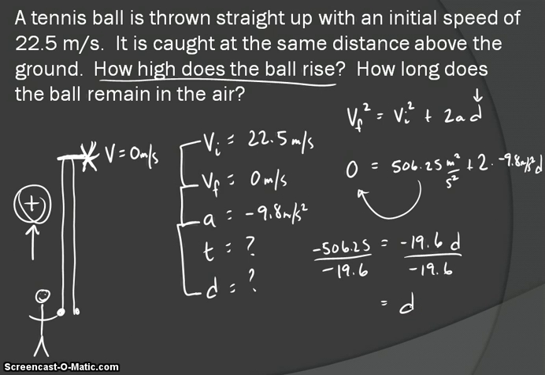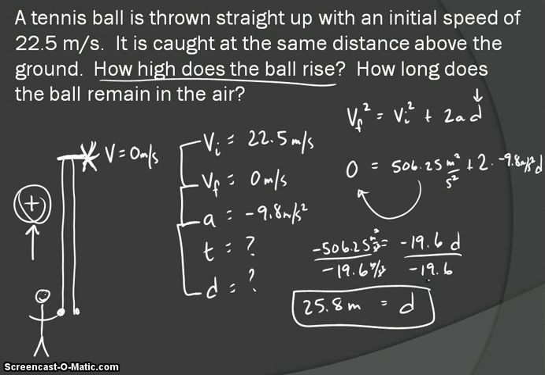So now d comes out to be 506.25 divided by 19.6, which is 25.8 meters. Remember, this was meters squared per second squared, and this was meters per second squared. The second squareds cancel, one of my meters cancels, and so I'm left with just meters. And that's how high it got before it started to turn around and come back down. So that's my answer to the first part.